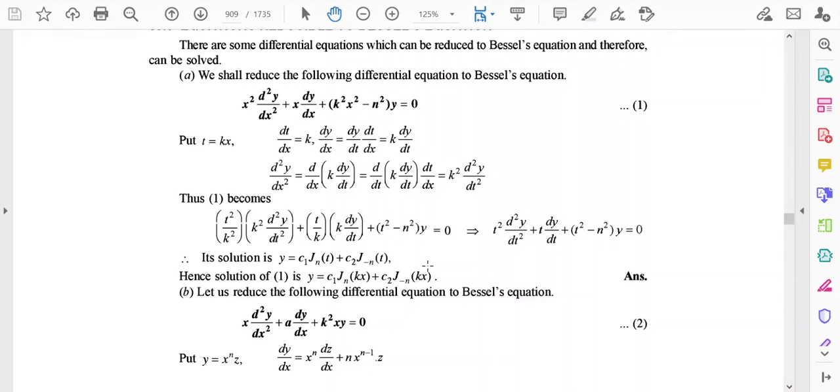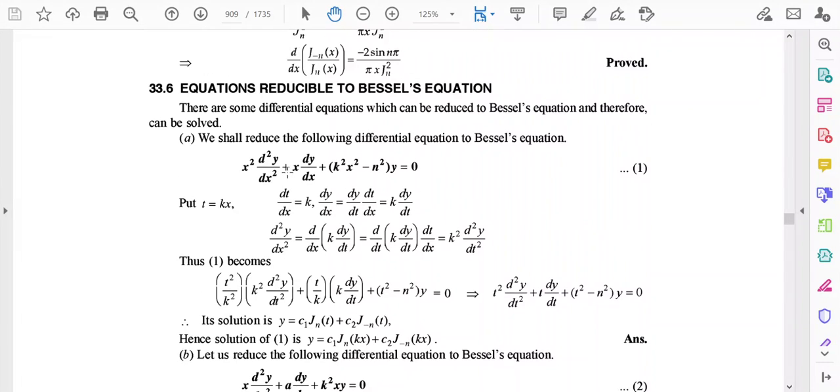In this lecture, we will discuss some properties regarding the Bessel's equation. Now, we have already known the structure or the form of the Bessel equation. In this lecture, we will show that some equations can be reduced to the Bessel's equation. So, let us look at equation number 1.